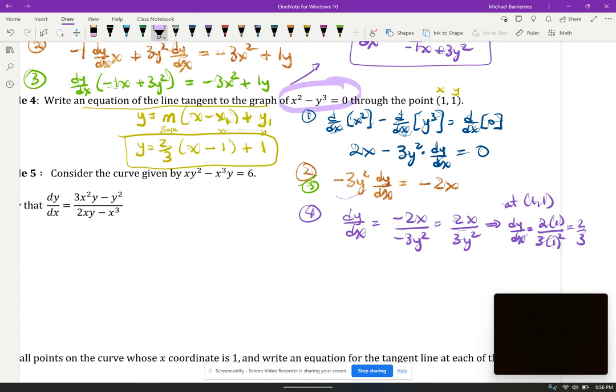Graph this and then graph the formula that we found, and you're going to find that it's barely going to touch this curve at this point. That's what we're finding.